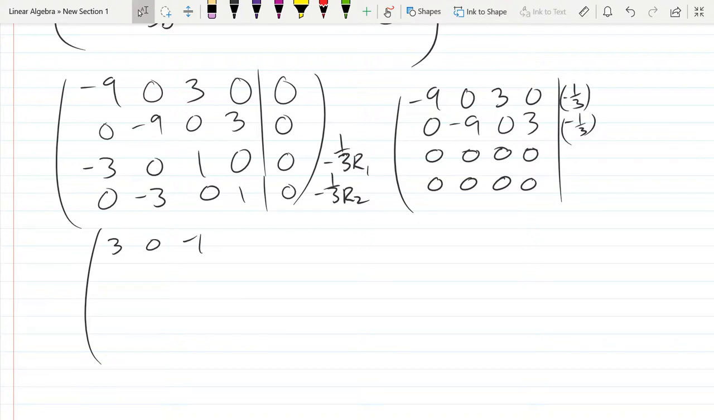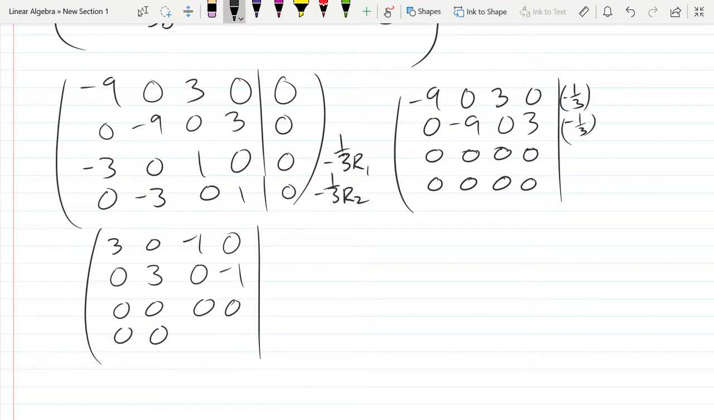So that works, right? It didn't matter each way. Yeah, I was thinking about using row 3 to take out row 1, not the other, but it doesn't matter. So that should work. So you got 3, 0, negative 1, 0, 0, 3, 0, negative 1. That's not the normal way I would have done it, but you get the same thing.